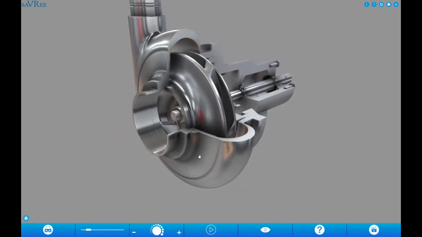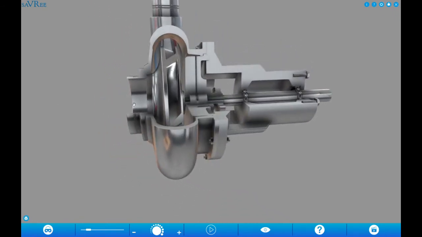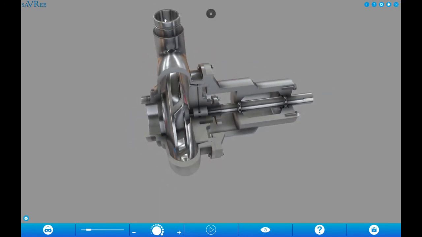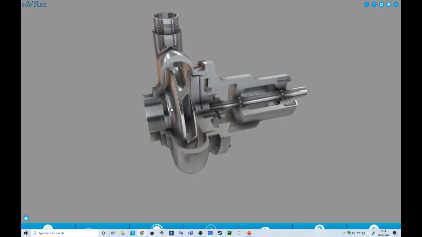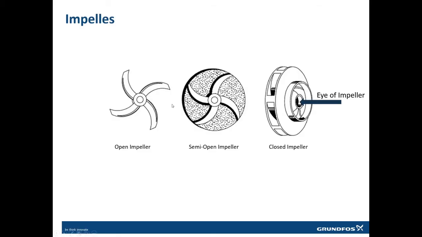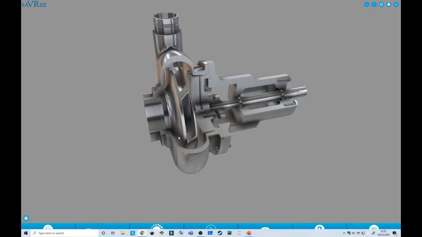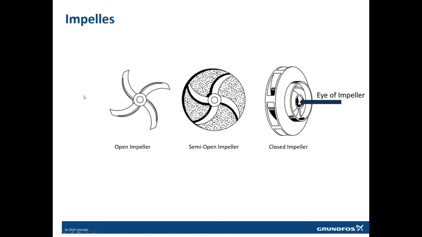So from here the water comes in, pushed by these impellers, and from here the water goes out. Very simple. So these are the two major components of the pump: the volute, the casing, and the impeller.